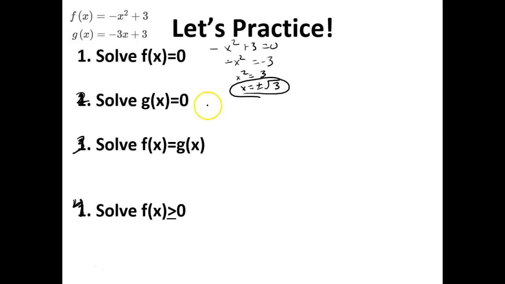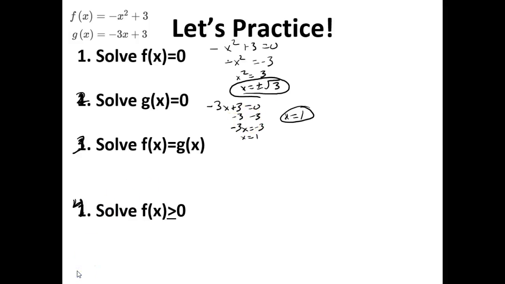Where g of x is equal to 0, that's where negative 3x plus 3 is equal to 0. What number does that? Well, the number that does that is 1. So where x is equal to 1, that's where g of x is equal to 0.